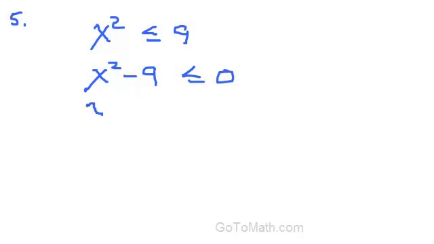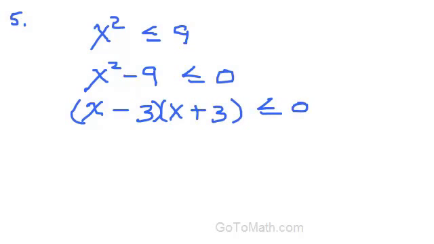We factor this. This becomes x minus 3 times x plus 3. Right. Okay, so we'll want to find our real zeros, and that's just going to be 3 and negative 3. Okay, so those are the real zeros there. Not the fake zeros, but the real ones.